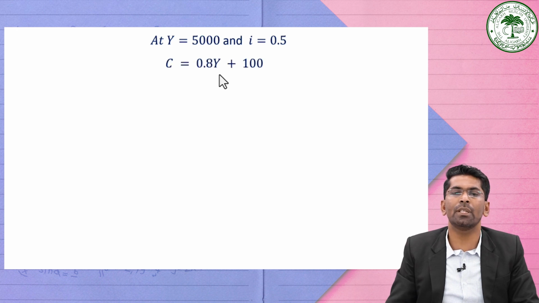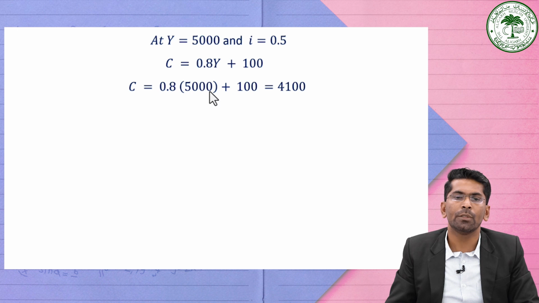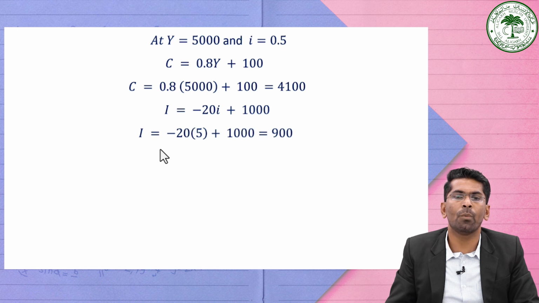See, the consumption function is given, which is 0.8y plus 100. So we can substitute here y is equal to 5000. So by substituting y is equal to 5000, the consumption is equal to 4100. Similarly, the investment is equal to minus 20I plus 1000. So here I is equal to 5, so we can substitute here. I is equal to minus 20 into 5 plus 1000, which is equal to 900.